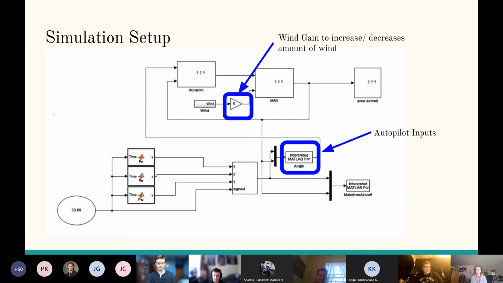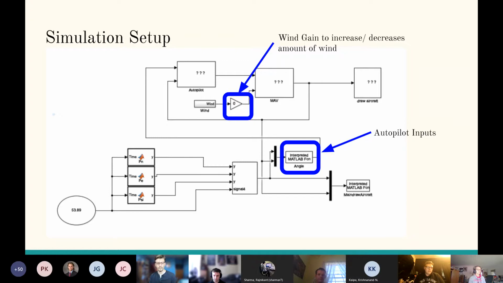So this is what our Simulink really looks like. At the top here, we have the autopilot and the dynamic systems, as well as the animation to actually show us what's happening. We have the wind block. For this picture, we have it set to 0, but we can change it to increase or decrease the amount of wind.